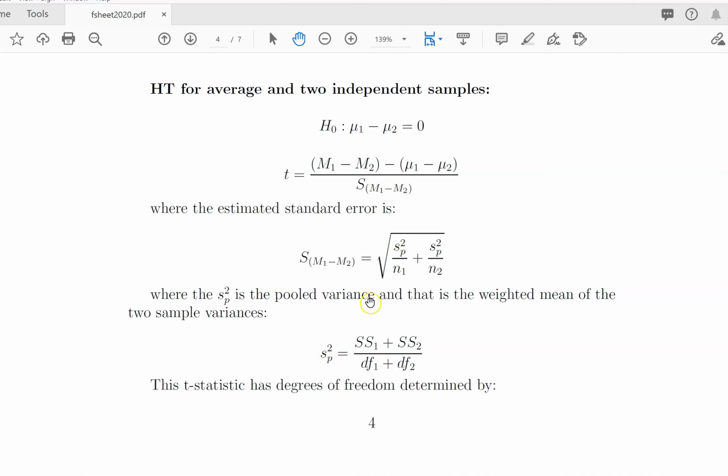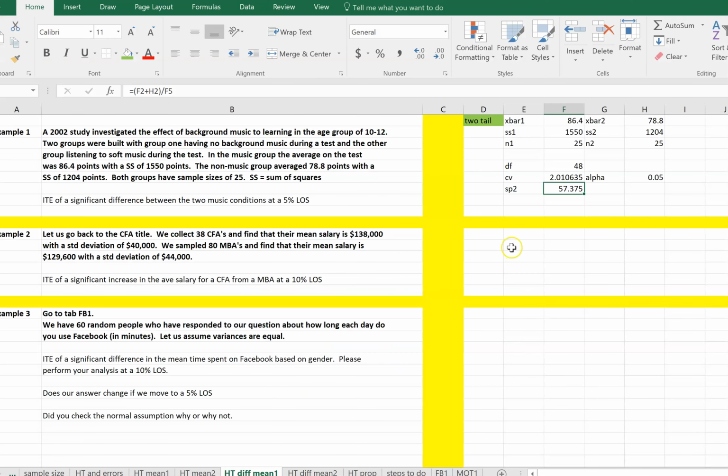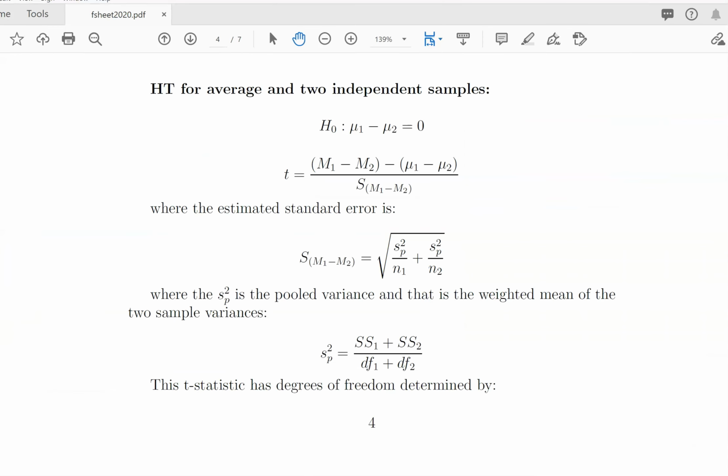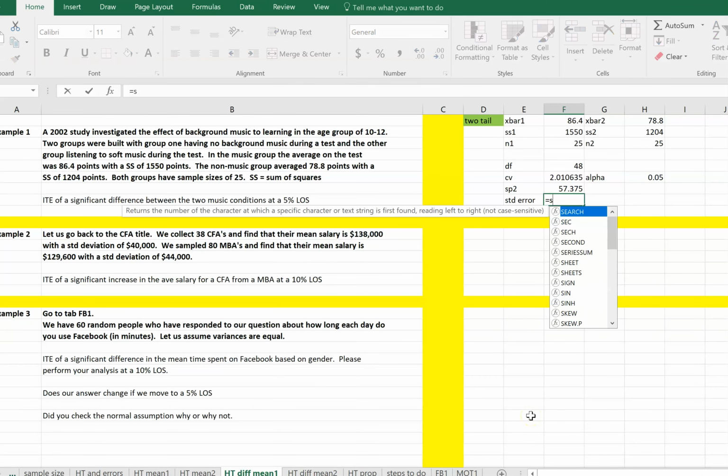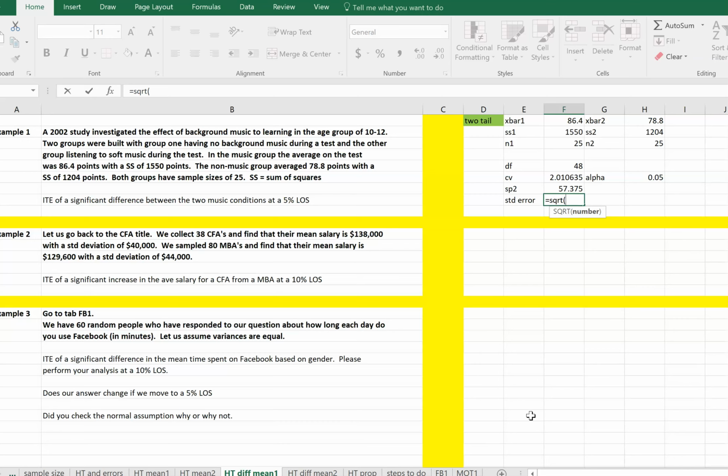SP squared, I just found that. So if I want the standard error, and that's what I'll call it in my notes, the standard error, well, let's go through that formula. That standard error is what? It is equal to the square root of the pooled variance divided by the sample size of group 1 plus the pooled variance divided by the sample size of group 2.